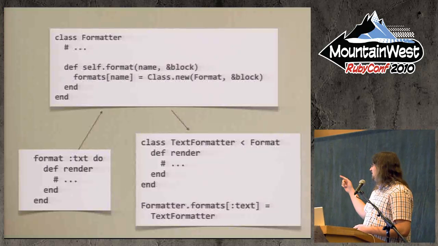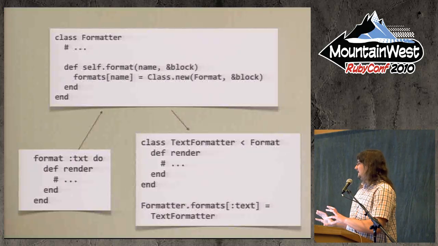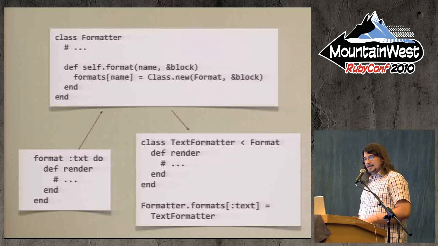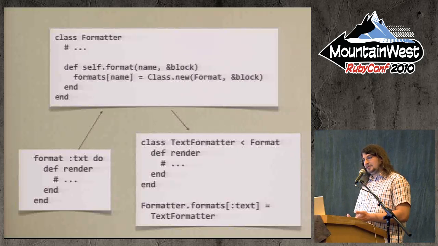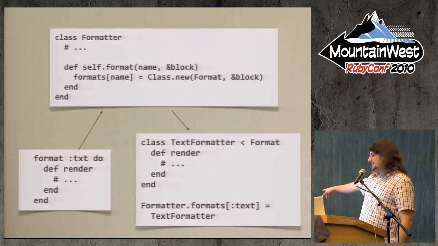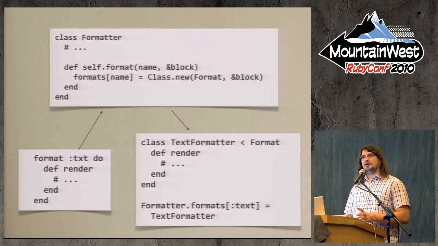So you've got the format method, which takes the format that you want to work with and a block, and then it uses that block to create an anonymous subclass of format and then just sticks it in the hash so that it knows how to look it up later. And all that does is the end result is the same as our sort of raw code.